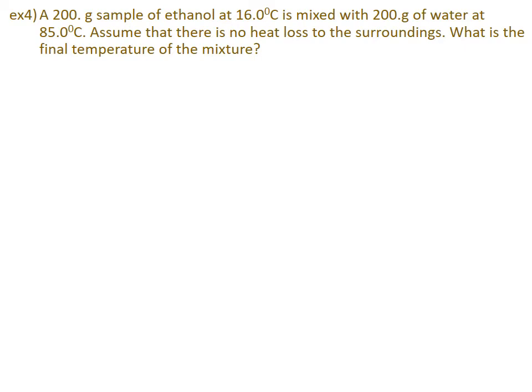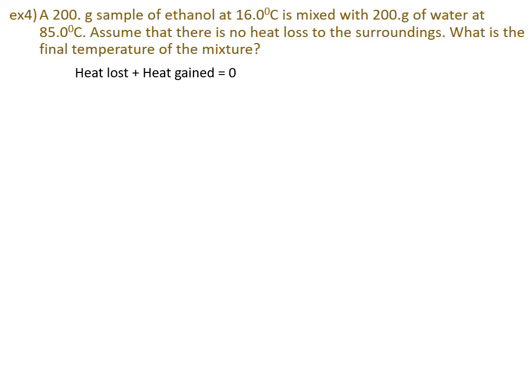Example 4, we have a 200 gram sample of ethanol at 16 degrees Celsius being mixed with 200 grams of water at 85 degrees Celsius. Assume that there is no heat loss to the surroundings. What is the final temperature of the mixture? So again, hot and cold being added together, reaching the same final temperature, heat lost plus heat gained equals 0.